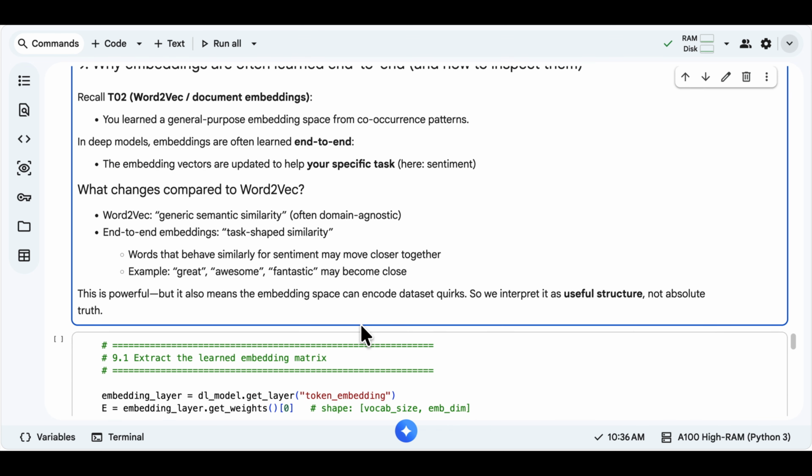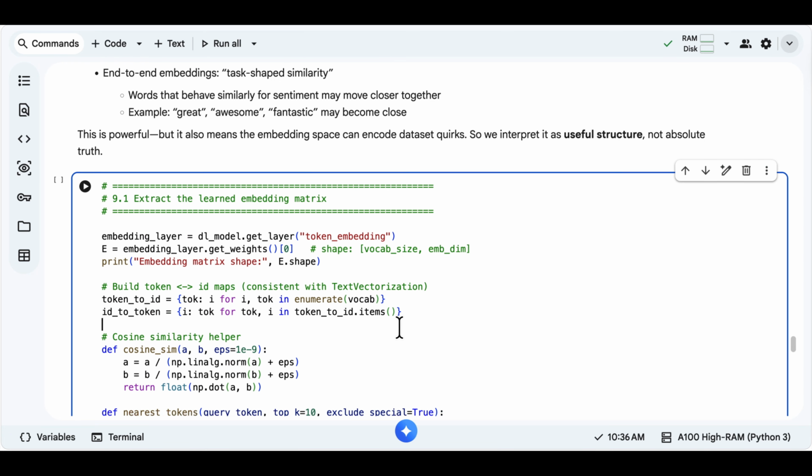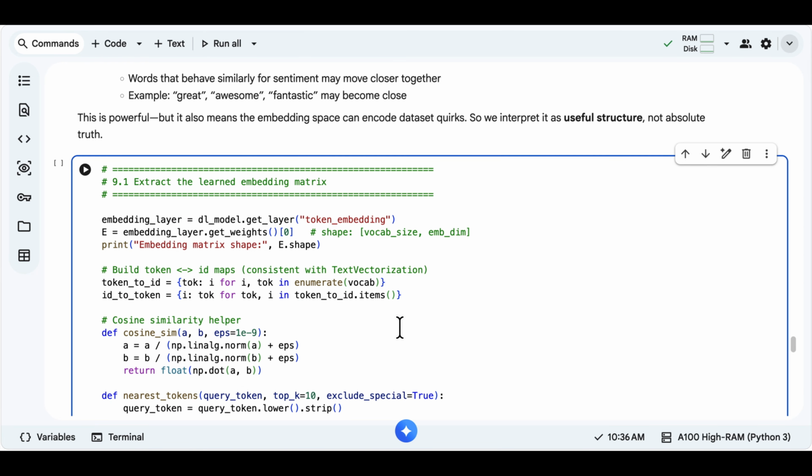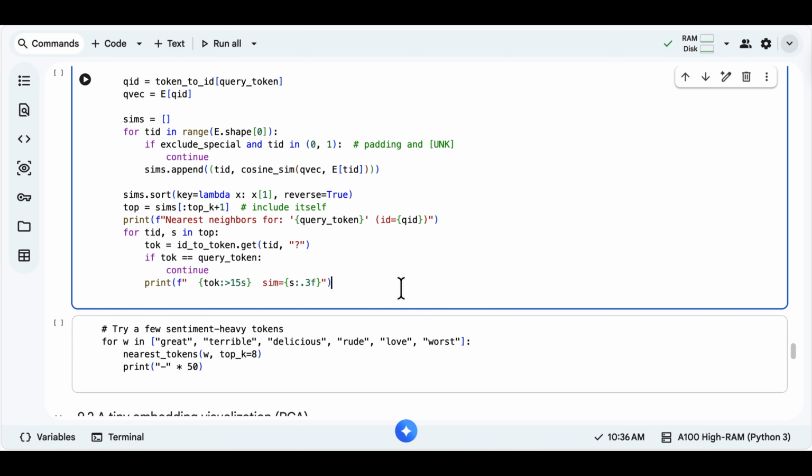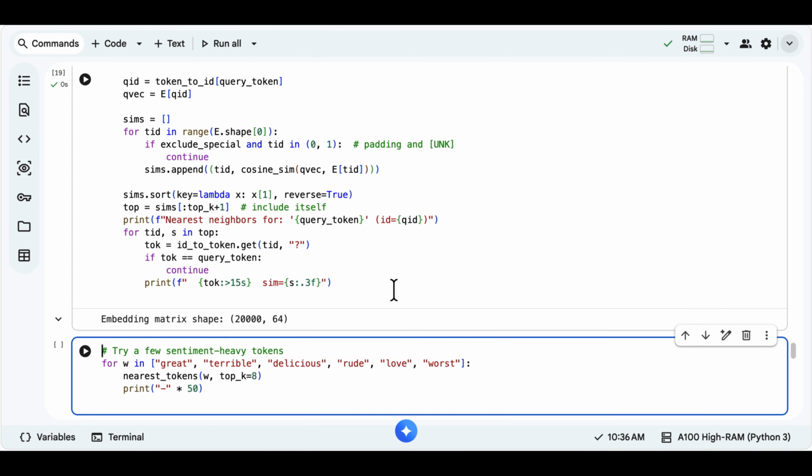This code pulls the learned embedding table out of the trained model. The matrix has shape 20,000 by 64, which means each token in the vocabulary has its own 64-dimensional vector. The cell also builds token to ID and ID to token maps so we can move back and forth between words and rows in the matrix. This is the foundation for inspecting what the model learned about word similarity.